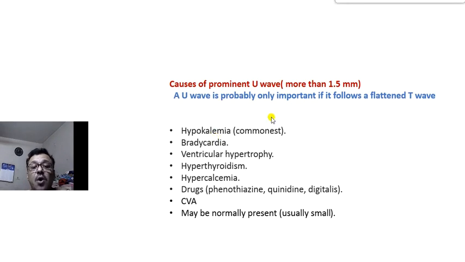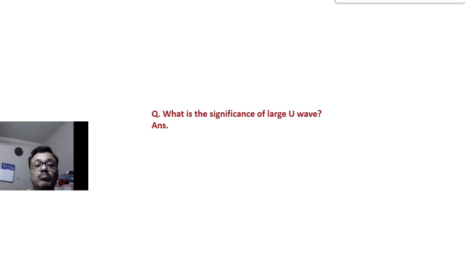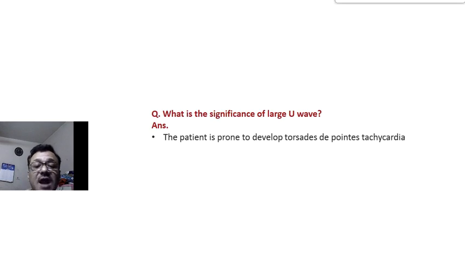The U wave is probably only important if it follows a small, flattened T wave. What is the significance of a large U wave? The patient is found to develop torsades de pointes tachycardia. In which conditions do we get a prominent U wave? Hypokalemia, bradycardia, hypercalcemia, hyperthyroidism, severe drug effect, ventricular hypertrophy. And the significance of a large U wave: the patient is found to develop torsades de pointes tachycardia.